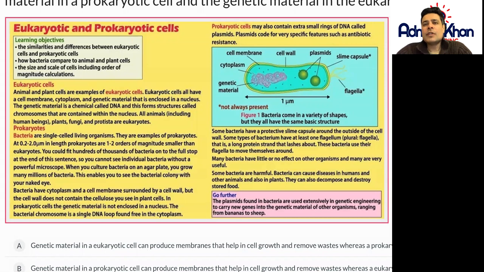So you have eukaryotic and prokaryotic cells, and remember the eukaryotic cells are all to do with examples of animal and plant cells, whereas the prokaryotes or prokaryotic cells are all examples of bacteria. That's the big contrast that you need to know between the two.